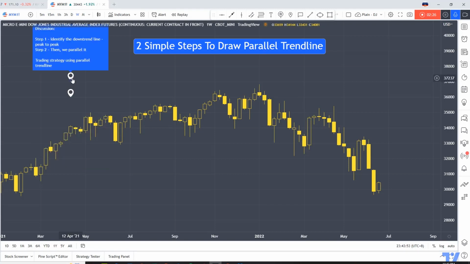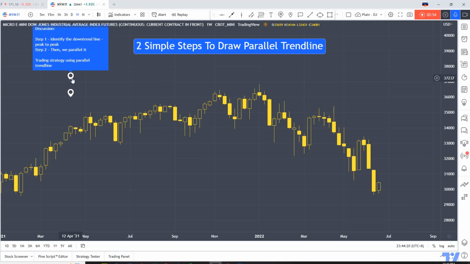Anyway, let's go back to the first point I'm going to share, which is how to draw a downtrend parallel line. The first step is to identify the major downtrend line. In the major downtrend line, the rule is that we look out for the significant peaks. In a major uptrend line, it's opposite: we look out for the significant troughs. But in this example, we're going to identify the major downtrend line.